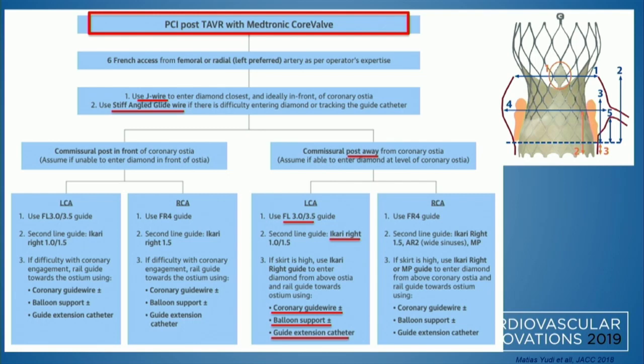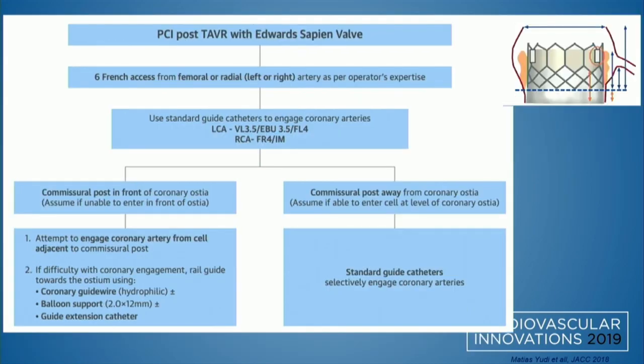And then these are the other ways to engage that we talked about. And on the right, you can use an FR4 and an Ikari right. Now, with wider sinuses, like I mentioned, AR2 or multipurpose may be the way to go. So the same guides, again, you can use if the commissure tab is in front of your ostia. But again, you have to come either from the side or from the top.